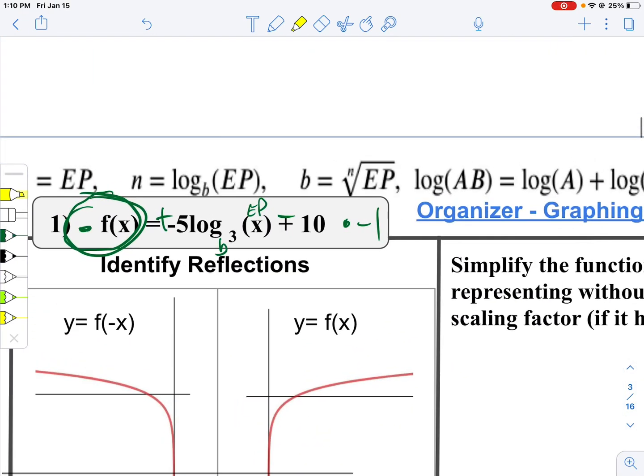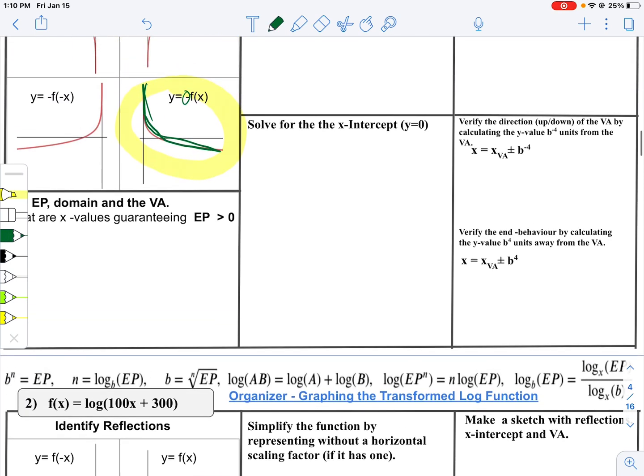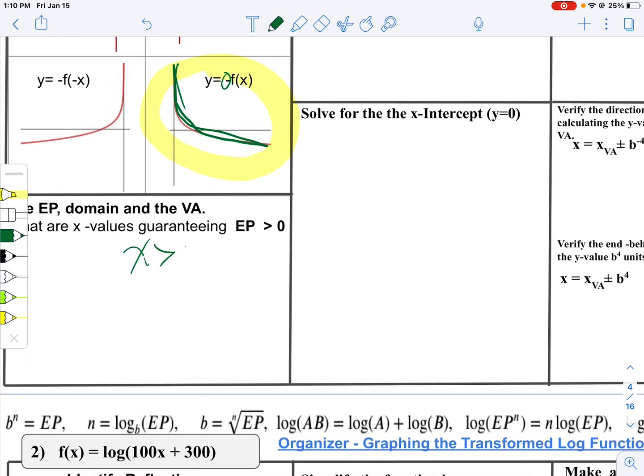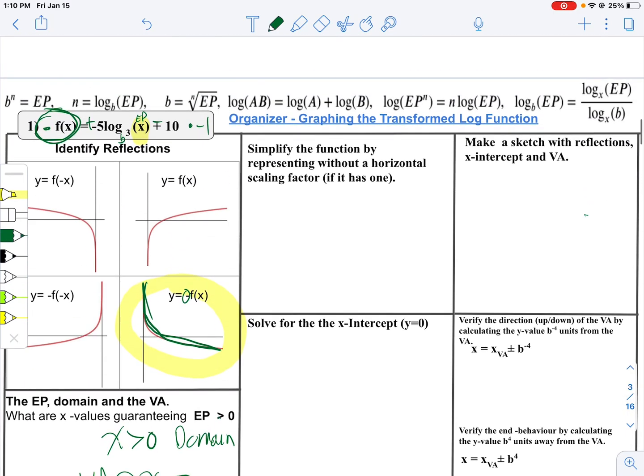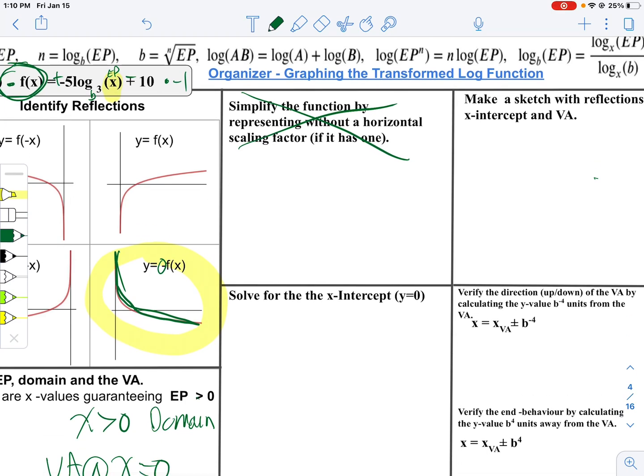Where do you see the evaluated power? It's right there. It's just x in this case. So I know that x is greater than 0, and that gives me the domain, the set of x values that are allowed. But it also gives me something else. Since x is always greater than 0, I know that the vertical asymptote is at x equals 0. So now I know the vertical asymptote, and I also know the domain. In this example we don't have to do that part, that will come later.